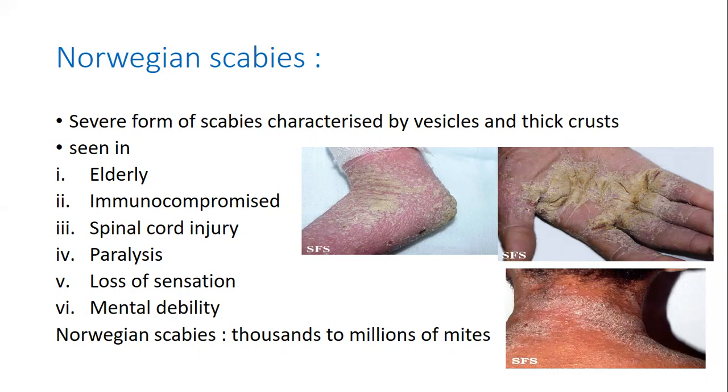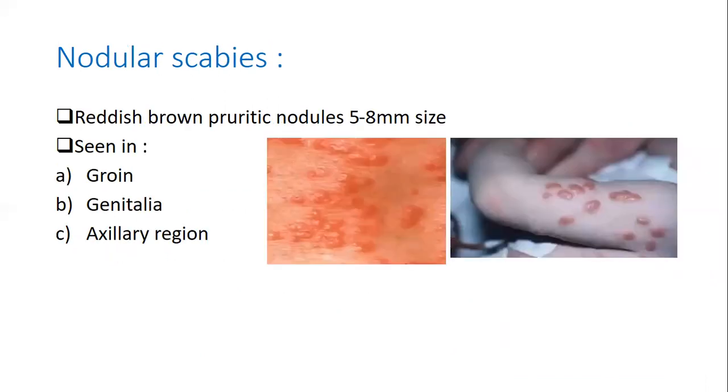So enormous proliferation of mites will be seen in Norwegian scabies. Normally in classical scabies only 10 to 15 mites were present. But in Norwegian scabies, thousands to millions of mites will be seen in the skin. Then nodular scabies. It is most common in children. Reddish brown pruritic nodules measuring 5 to 8 millimeter in size will be seen in groin, genitalia, axillary region.